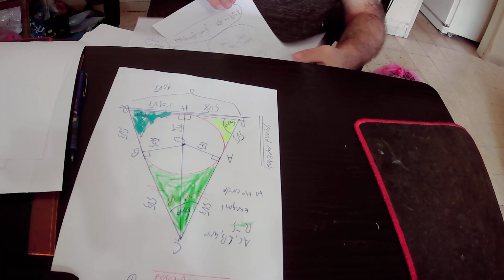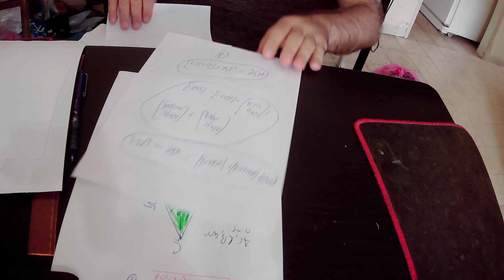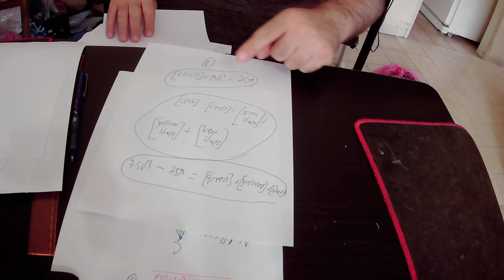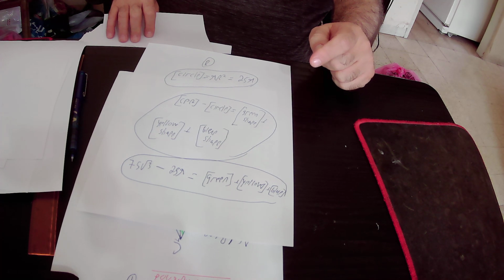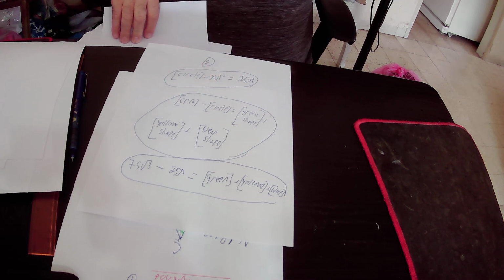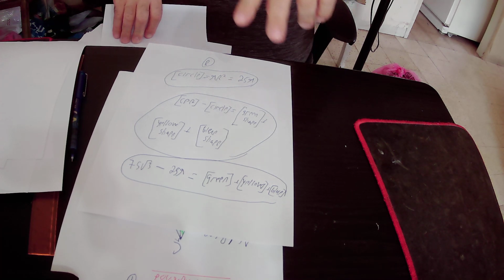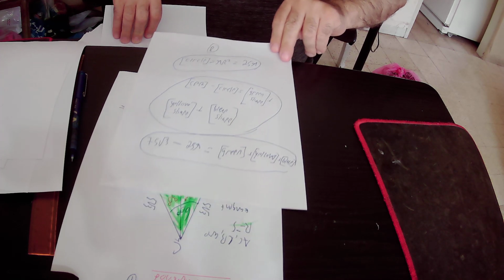Okay, the area of the green shape equals the area of triangle CPQ minus the area of the circle. Okay, so we know that the area of the triangle CPQ equals 75 times root 3, and the area of the circle equals 25 pi. So the area of the three shapes equals 75 times root 3 minus 25 pi. Okay?